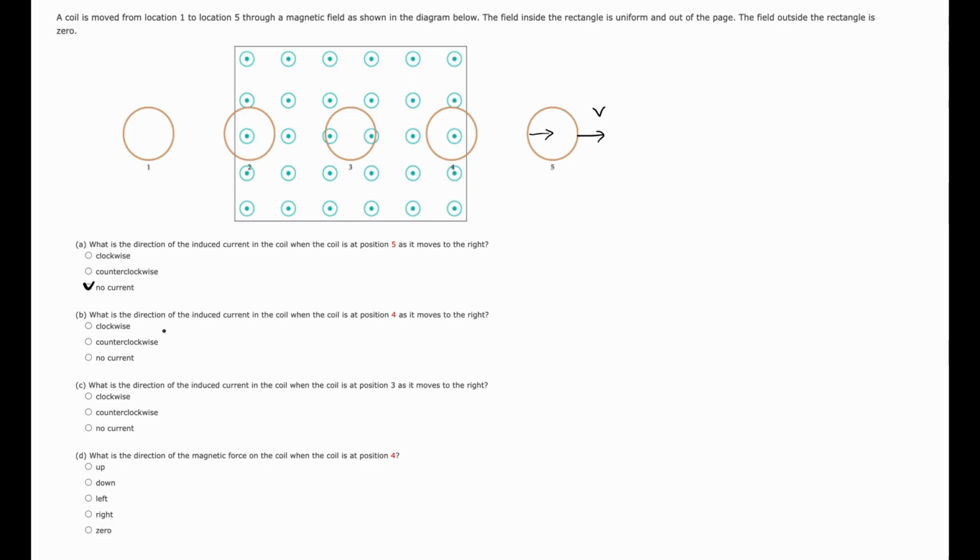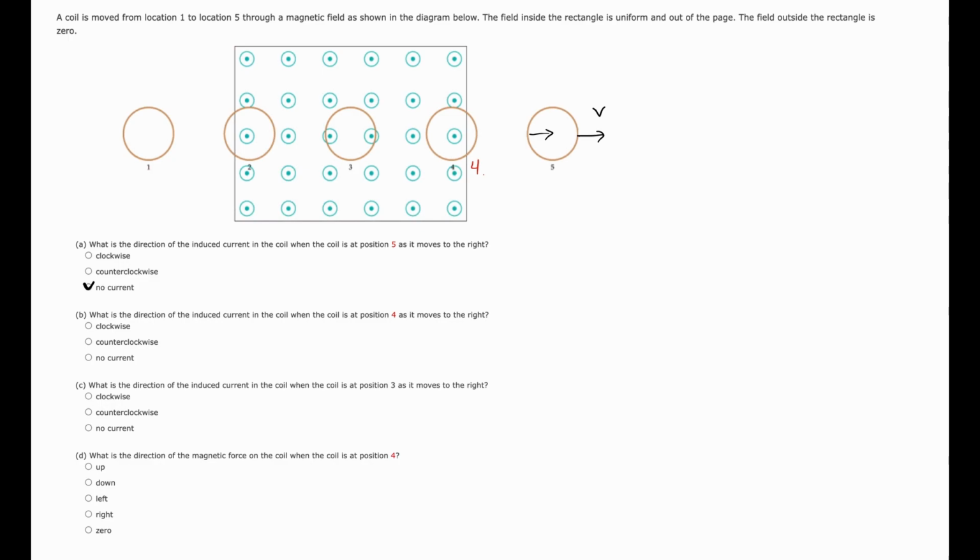Now, what would be the direction of induced current in the coil when the coil is at position 4? That is this position right here. Alright, so at that time, the magnetic flux through the loop is changing. And you just want to do what we did past few problems. Try to analyze which direction the flux is going originally, and then how is that flux changing with time.